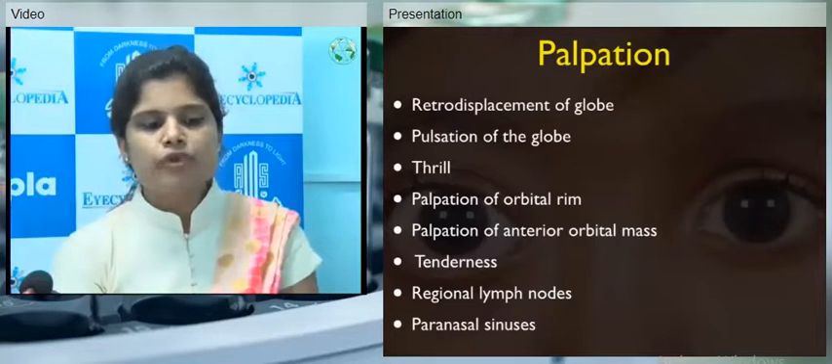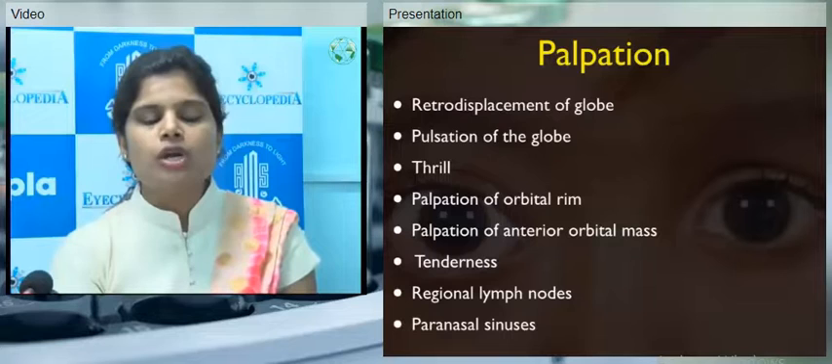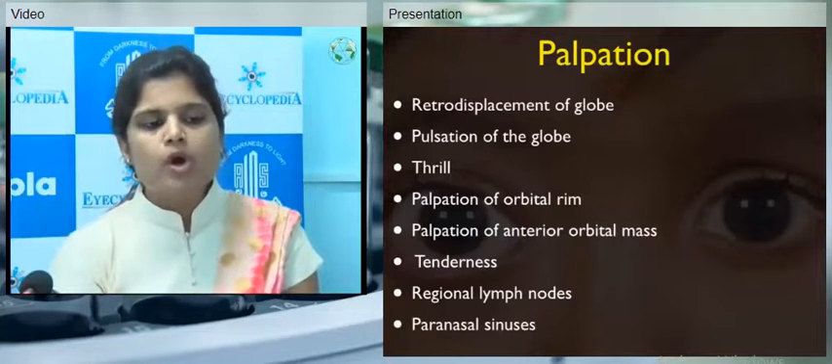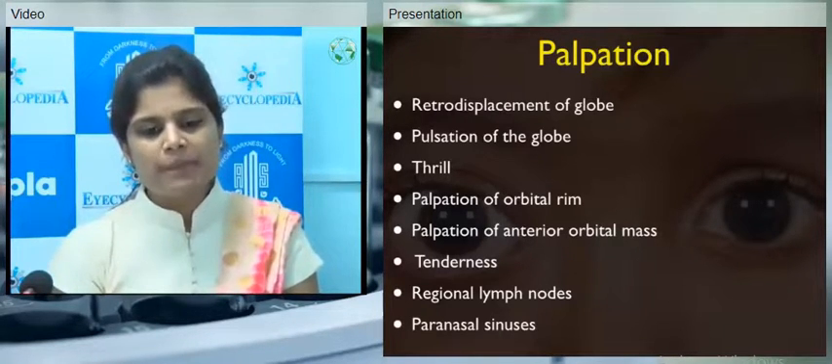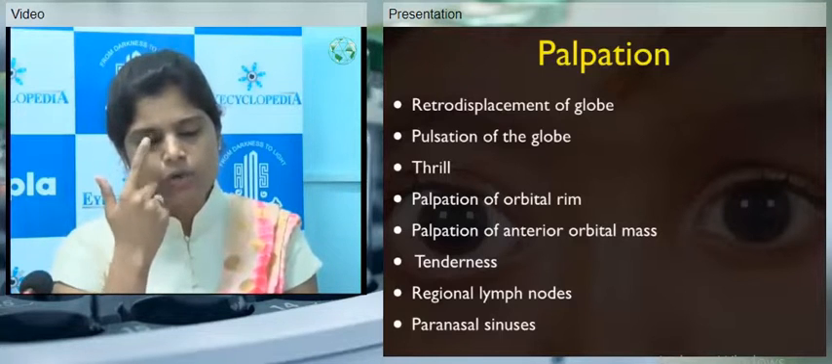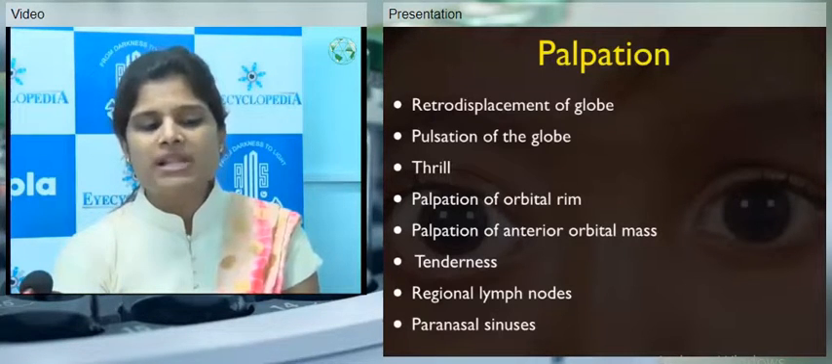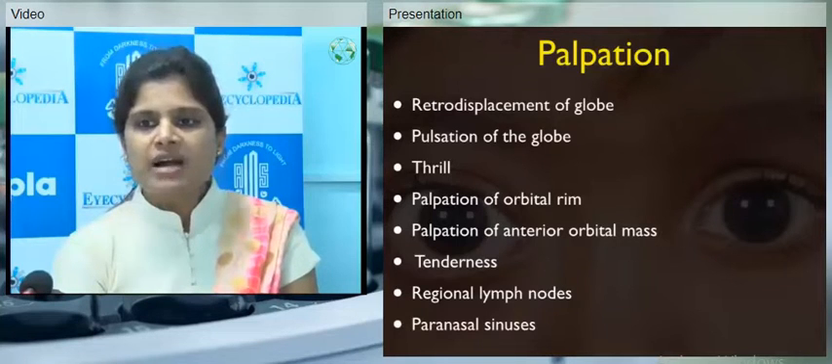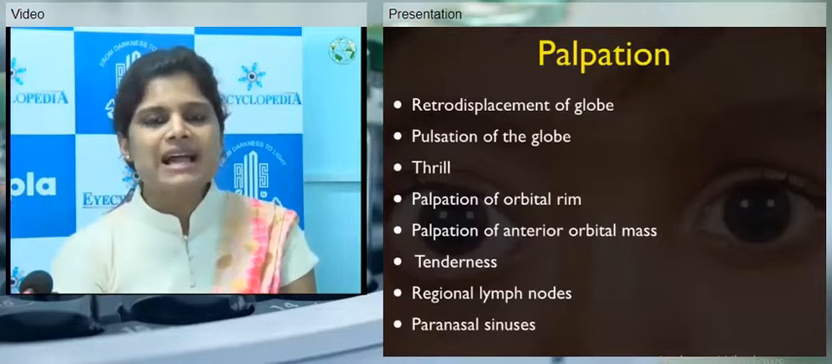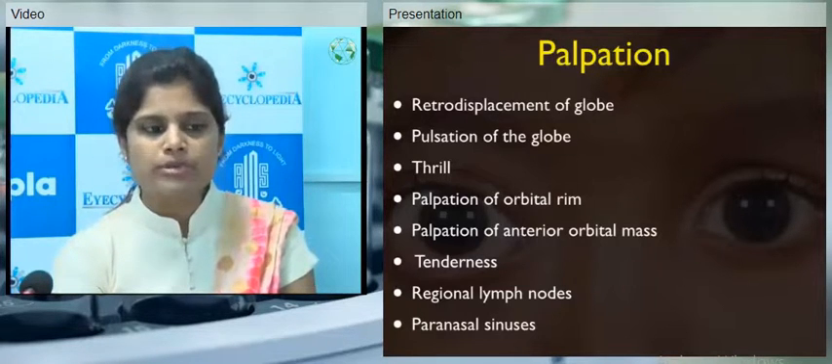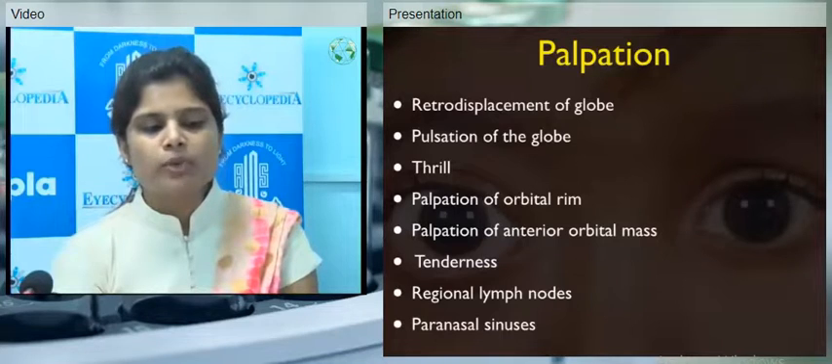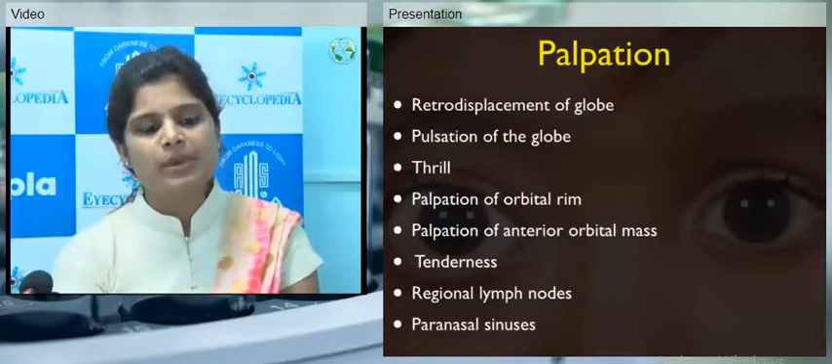Next, we have to look for pulsation of the globe. As I mentioned earlier, pulsation of the globe can be picked up even on inspection, or on palpation, by placing your thumb or finger on the closed eyelid. It can occur in conditions like carotico-cavernous fistula, or if the patient has a highly vascular lesion causing proptosis. And a thrill can, of course, be present in carotico-cavernous fistula.